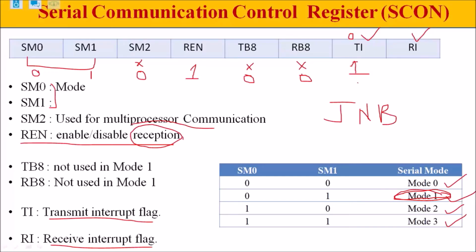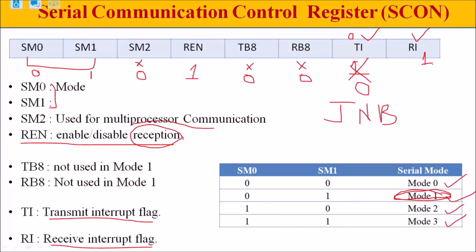So initially it will be 0. We are not going to change this. Automatically after completion of one character data transmission, this bit is set to 1. This is the similar bit for reception purpose. When the microcontroller has received one character completely, this bit is automatically set to 1.